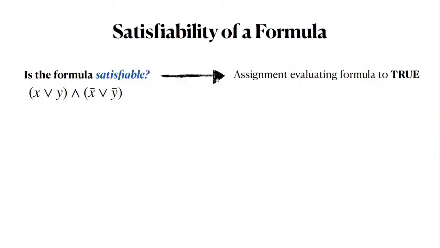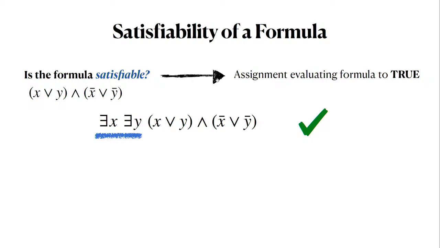I am interested in whether my formula is satisfiable or not. What do I mean by this? Is this formula satisfiable? Is there any assignment to my variables x and y such that when I plug in the assignment to my formula, this formula evaluates to true? So the question I am asking is, does there exist an x and a y such that x or y and x bar or y bar is true? The answer is yes. Why is that?